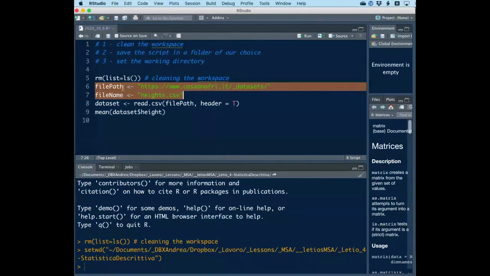So this is the first string, and it expresses the file path. So the place where the file is located. The second string at line 7 is file name, and the name is heights.csv. Right?